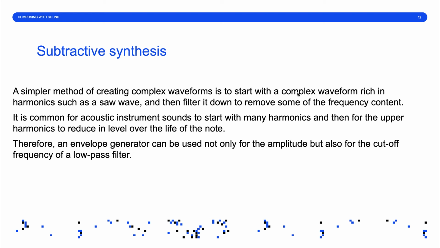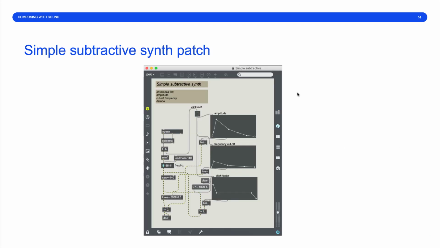Therefore, an envelope generator can be used not only for the amplitude, but also for the cutoff frequency of a low-pass filter. This patch demonstrates a design that uses a function object to control the amplitude envelope, the frequency cutoff, and some detuning of the pitch over the note, which is typical of acoustic instruments such as a piano, which start sharp and then fall down to their natural pitch.